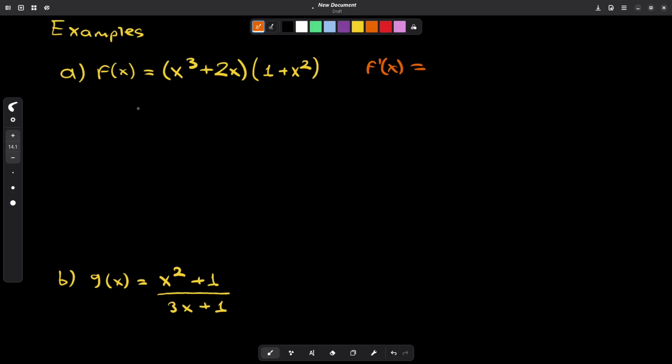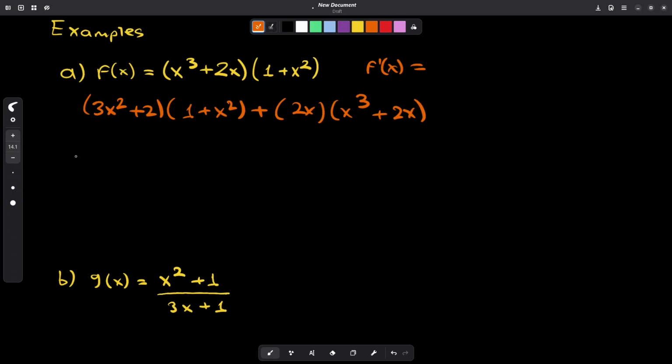First, differentiating the first term, right? 3x squared plus 2 multiplied with 1 plus x squared, plus the second term's derivative. Let's differentiate the second term: 2x, the constant is 0, multiplied with x cubed plus 2x. You can leave it here if you want for this video, but let's go a little bit further. 3x squared plus 3x to the fourth plus 2 plus 2x squared. If we did not miss anything, it should be correct. Plus 2x to the fourth plus 4x squared. And that's it.